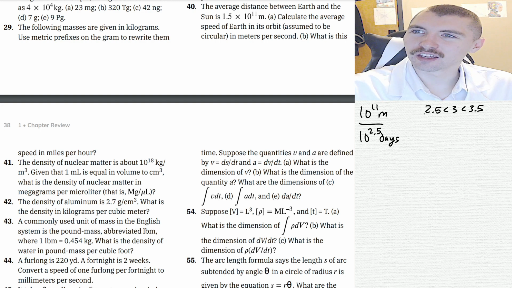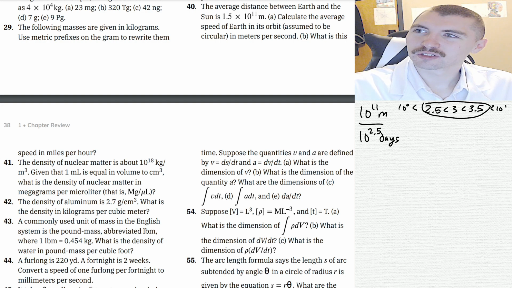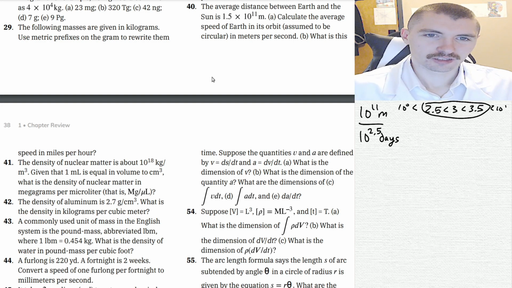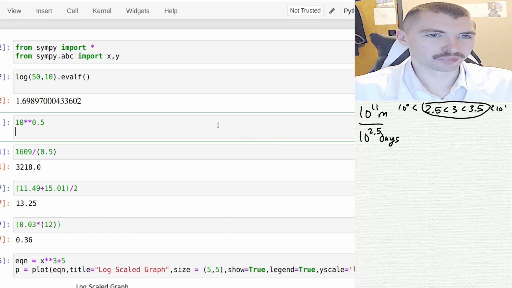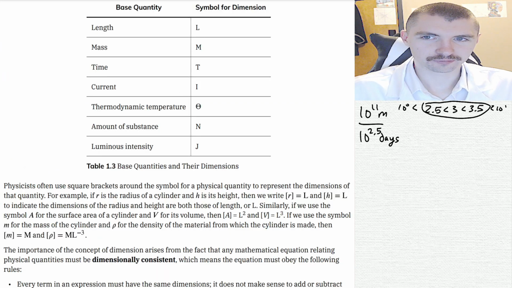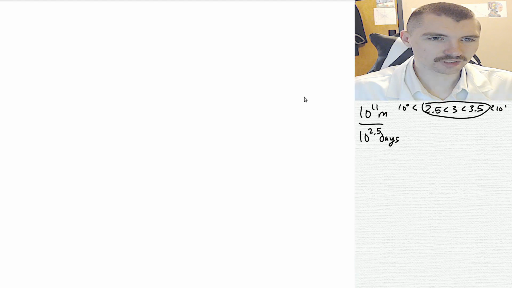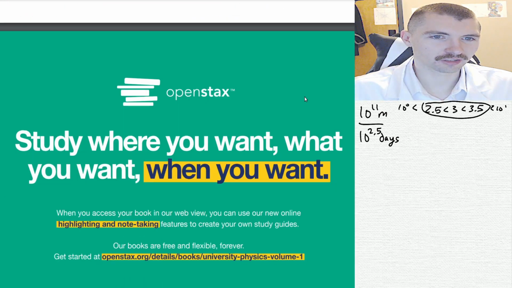Is anything outside of this just rounded down to 10 to the 0? Let me review the book. I mean, this is like one of the first things they covered.